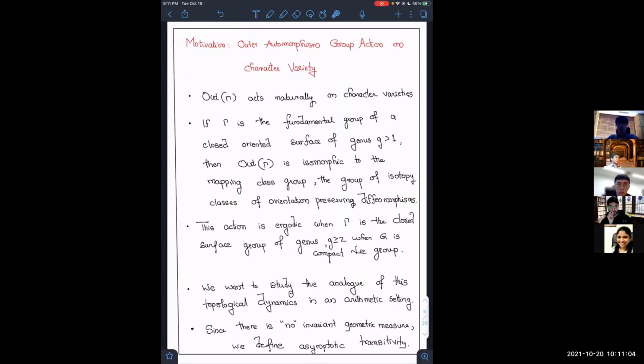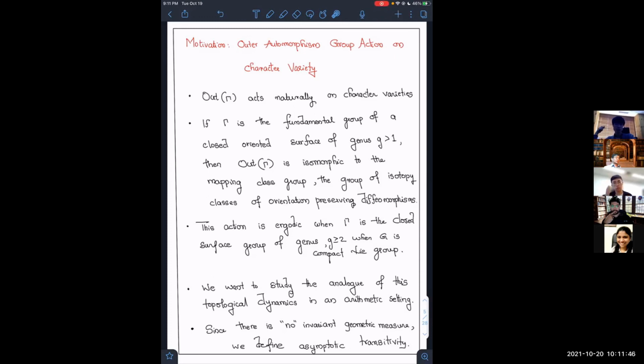Okay. Now, why do I care about this specific group, the outer automorphism group? What is special about this is, first of all, it acts naturally on character varieties. And if we look at gamma as a fundamental group, suppose gamma is a fundamental group of the closed oriented surface of genus g greater than 1, then Out(gamma) is isomorphic to the mapping class group, and the mapping class group is the group of isotopy classes of orientation preserving diffeomorphisms of the surface.